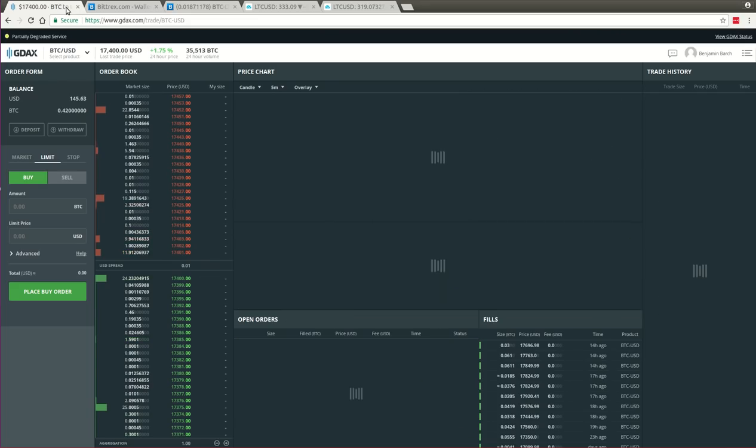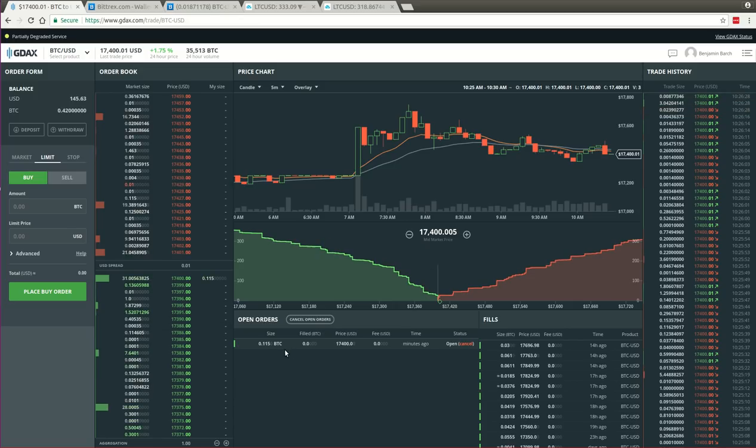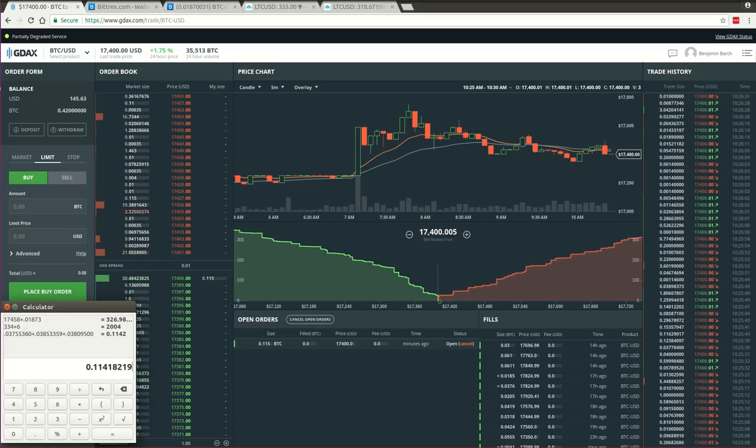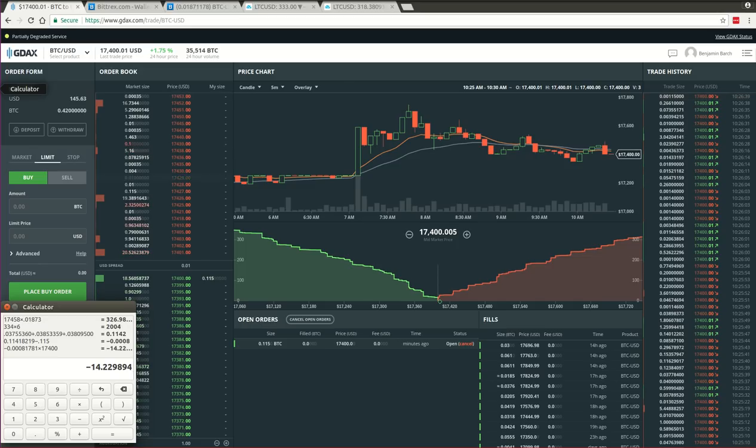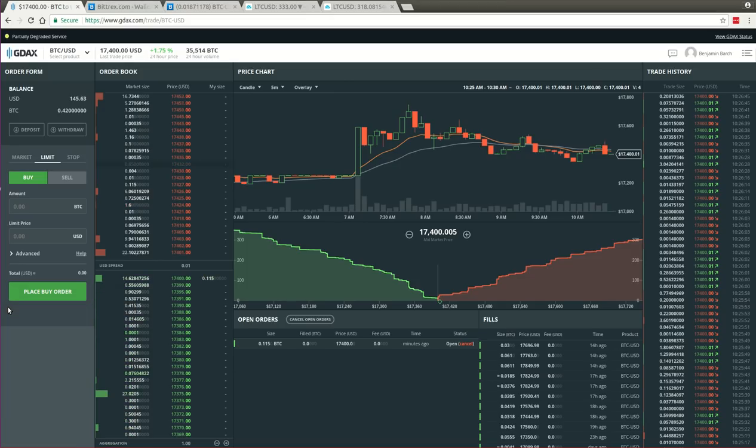Now over here, we are trying to buy 0.115 to send it back. So not a whole lot of money here. Minus 0.115 times by 17,400. We're going to make about $14 on this trade. Not huge money, but like I said, when the spread is larger, you can really make a lot of money on here. So it looks like I only made about $2 off each Litecoin that I moved around.